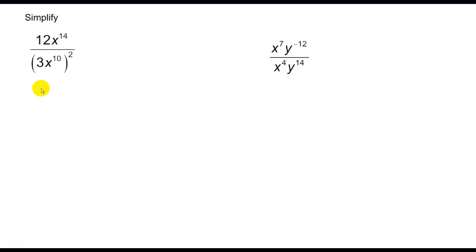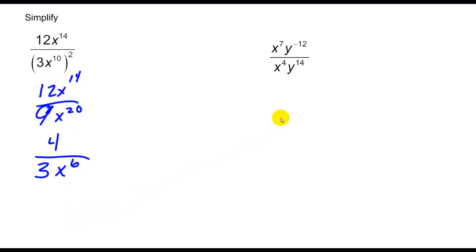So in this case, I simplify the denominator first. That's 12x to the 14th over 3 squared is 9, and then that's x to the 20th. 12 and 9 are reduced to 4 over 3. Biggest exponent down in the denominator, subtract the 2, so that's x to the 6th in the denominator.